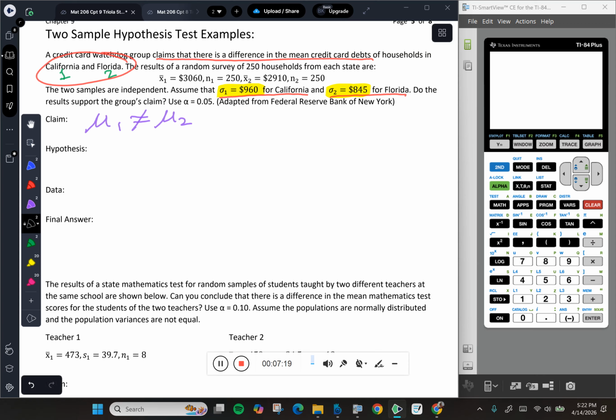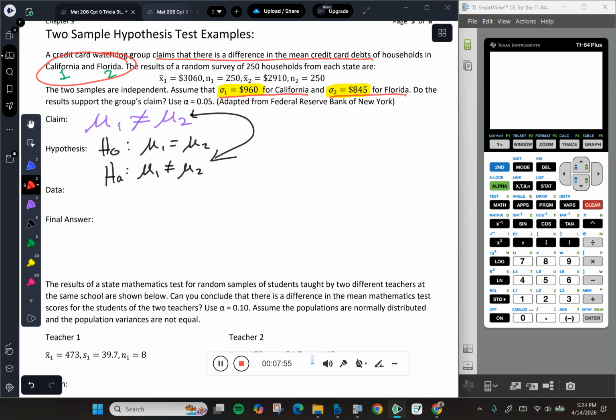All right? Let's turn that into a pair of hypotheses. I need a null hypothesis and an alternate. Since my claim is a statement of not equal to, that's going to be the alternate: that the mean from group 1 is not the same as the mean from group 2, which means that my null is that the means are the same. That the average credit card debt in California is the same as the average credit card debt in Florida. Our claim is the alternate. I'll need that for when I get my final results.